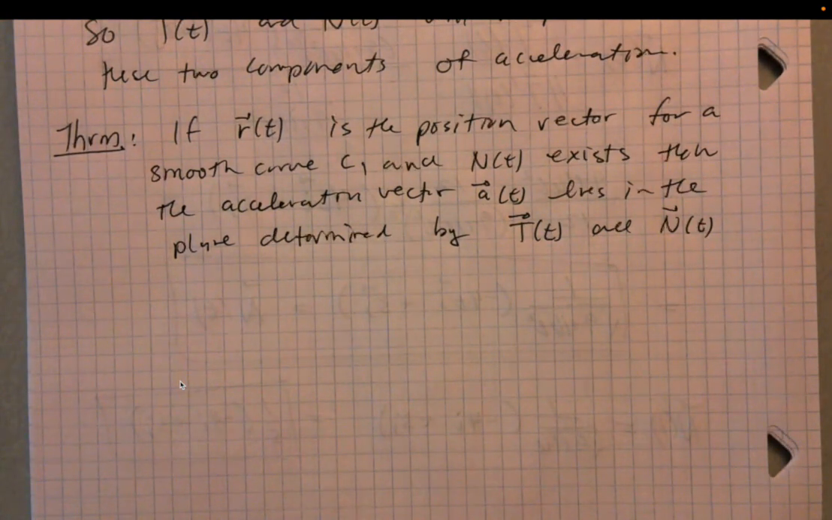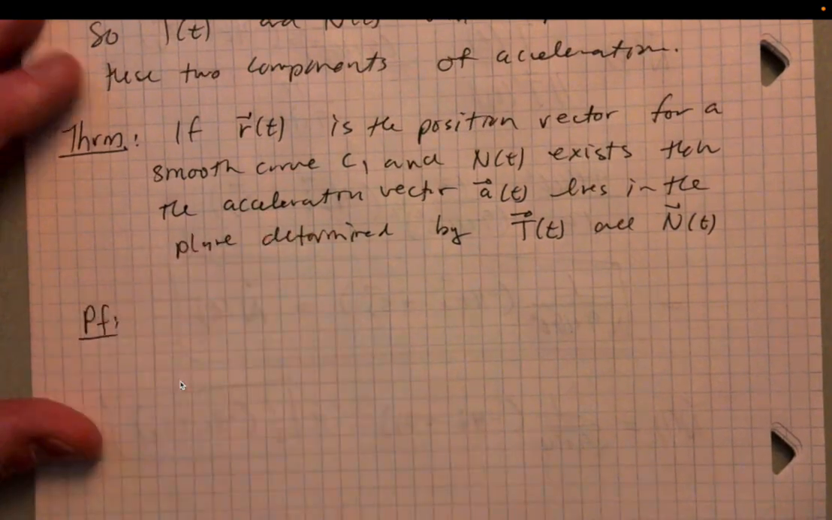Okay? So if r is the position vector, and assuming that there is a normal vector, the acceleration could be 100% in the direction of the velocity, that's fine. So assuming that the unit normal vector exists, then the acceleration vector is going to lie in the plane determined by these two, the tangent vector and the normal vector. Specifically, what that means is we're going to be able to write the acceleration vector as a linear combination of these two vectors. Okay, and so let's prove this quick. It's relatively easy to prove.